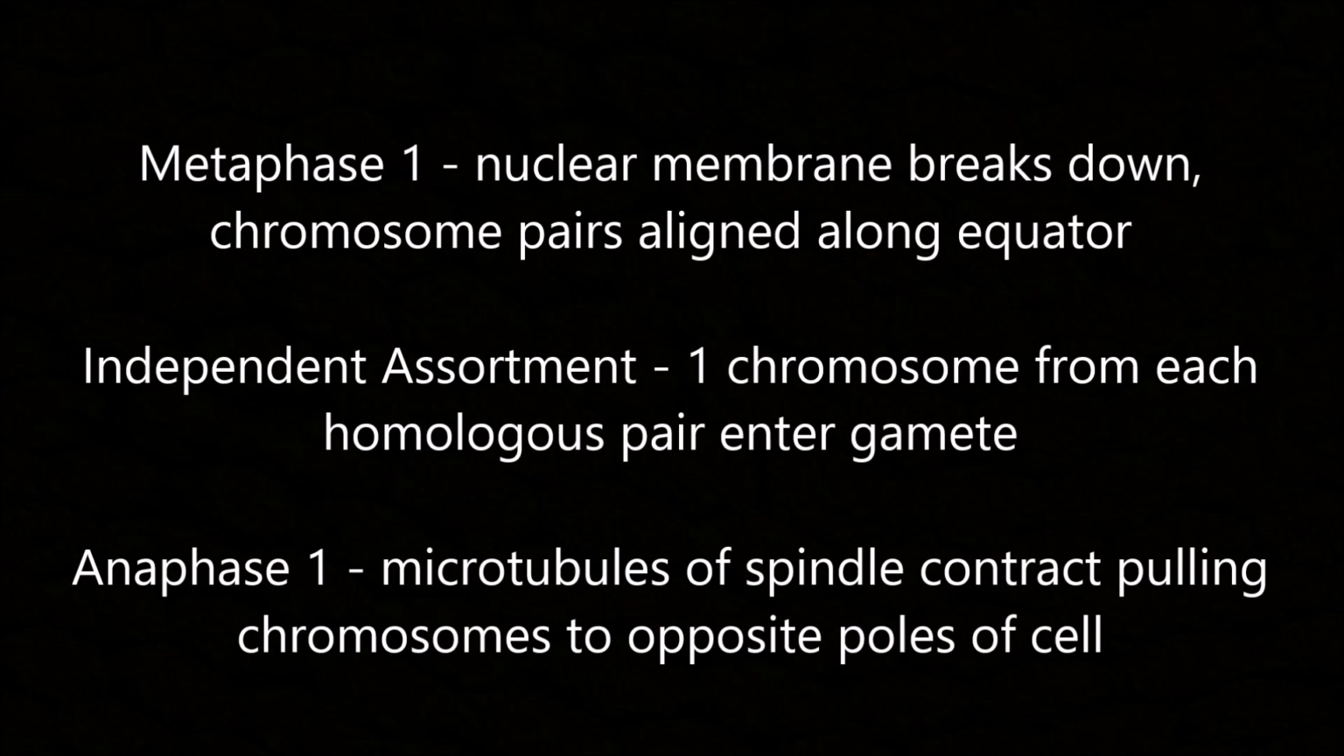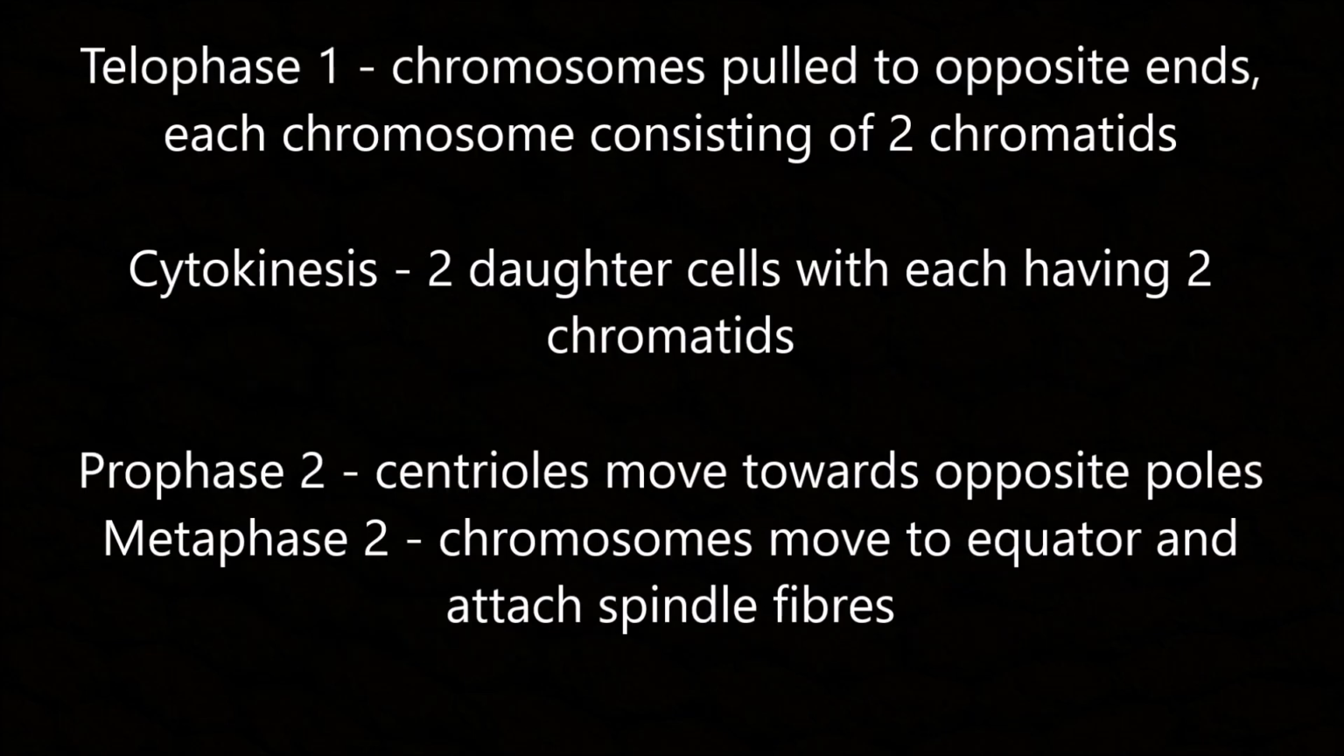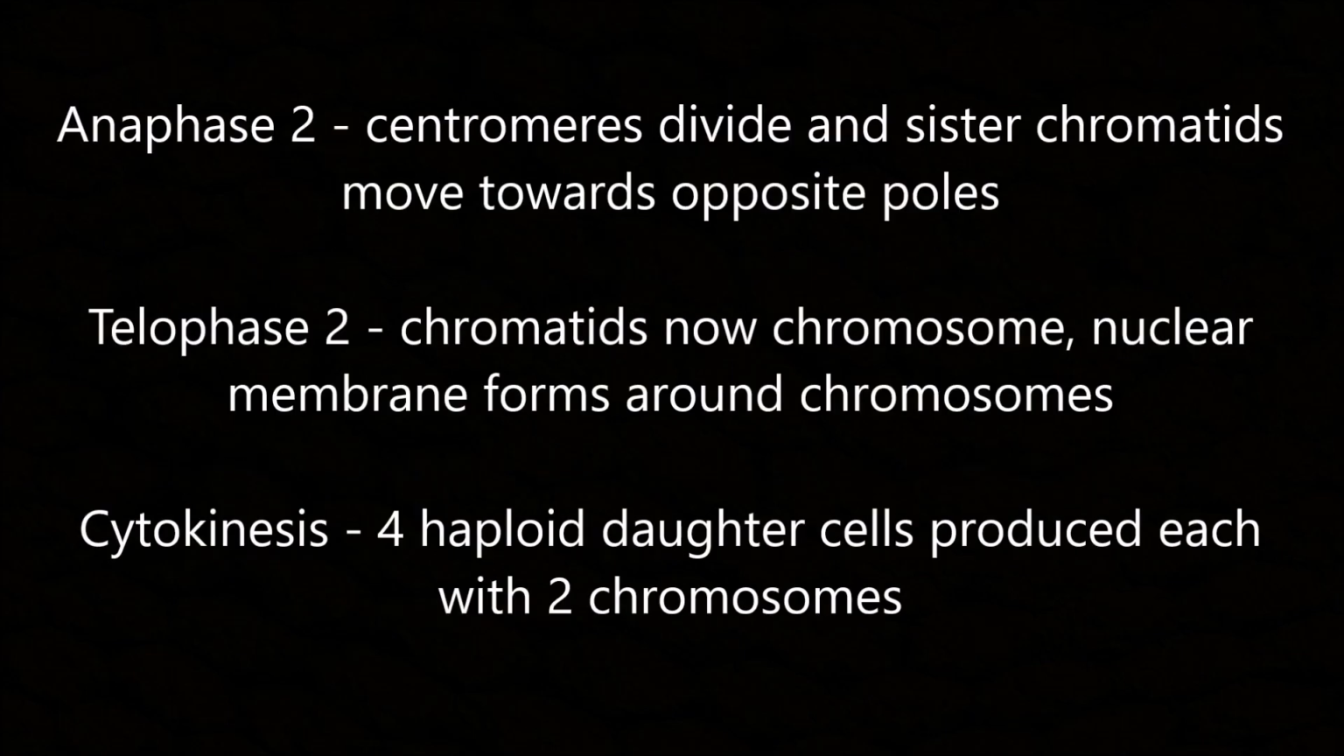Anaphase 1 is when the microtubules of the spindle contract, pulling the chromosomes to the opposite poles of the cell. In telophase 1, chromosomes are pulled to the opposite ends, each chromosome consisting of two chromatids. In cytokinesis, two daughter cells are produced, each having chromosomes with two chromatids. In prophase 2, centrioles move to the opposite poles, and in metaphase 2, chromosomes move to the equator and attach to spindle fibers. In anaphase 2, centromeres divide and sister chromatids move towards opposite poles, and then in telophase 2, chromatids are now chromosomes as the nuclear membrane forms around the chromosomes. Cytokinesis: four haploid daughter cells are produced.